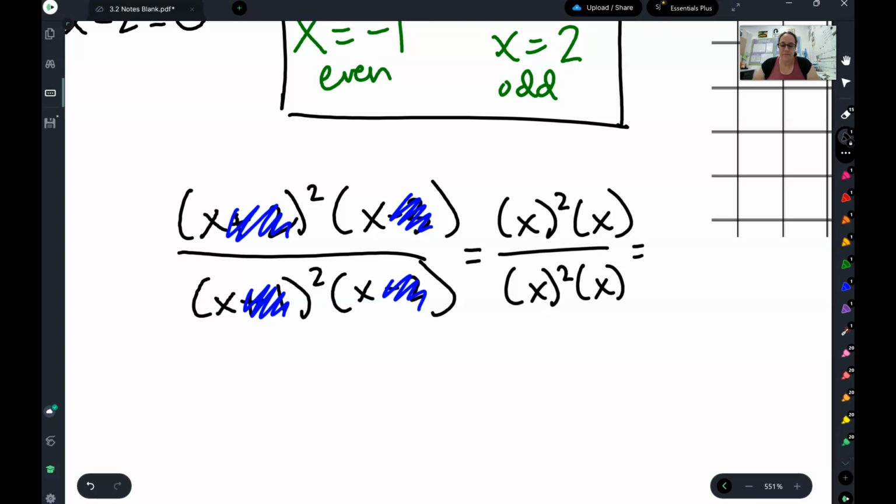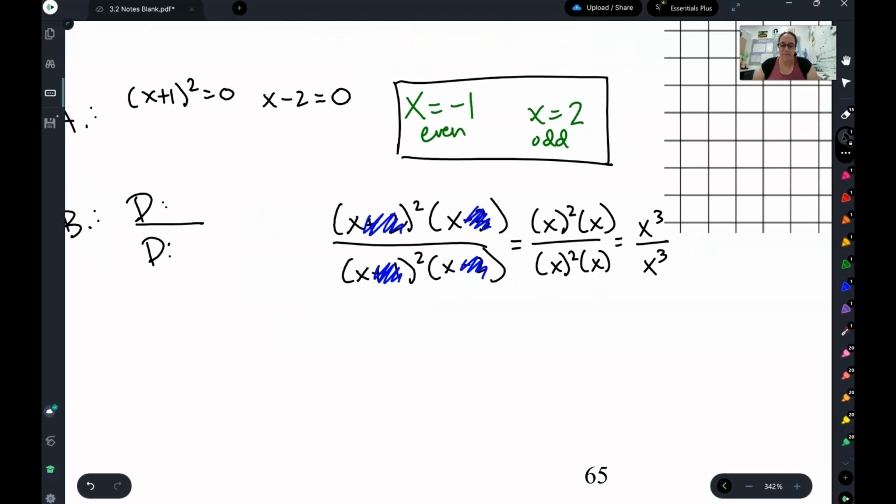Now if I multiply all of these together, x squared times x is x cubed, and x squared times x is also x cubed. Now, don't simplify that because that is your degree. So we see that the degree on top is 3 and the degree on bottom is 3. So these degrees are equal, so that means I use my leading coefficients rule.